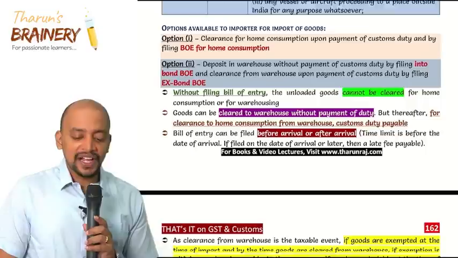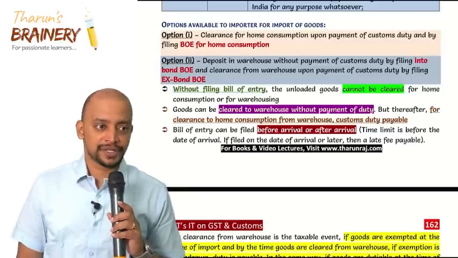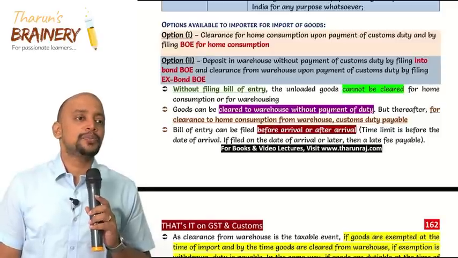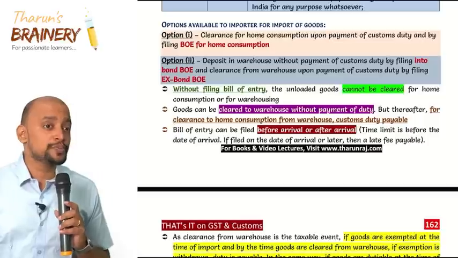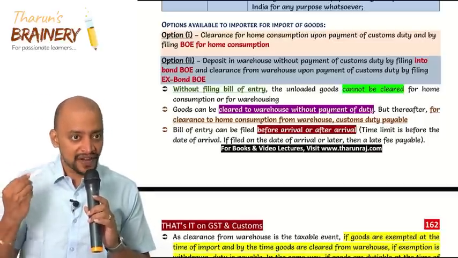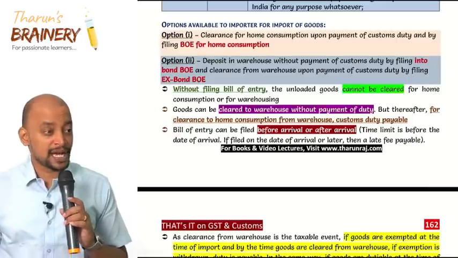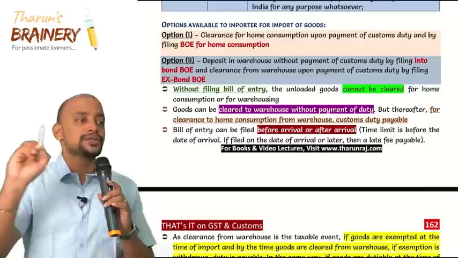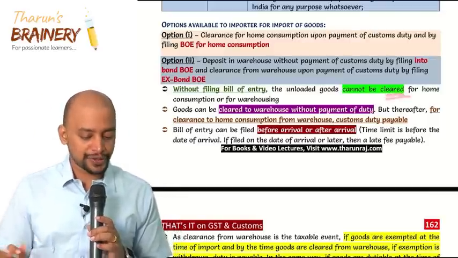Without filing a bill of entry, the unloaded goods cannot be cleared for home consumption or for warehousing. Someone has to file the bill of entry to claim the goods. Until that point of time they will be called unclaimed goods, and those goods will be in whose possession? Under the control of a custodian. Only when the bill of entry is filed, an out of customs charge order will be passed by the customs department, and we need to submit that order to the custodian. Then only the custodian will release the goods. So without filing a bill of entry, clearance is not possible.